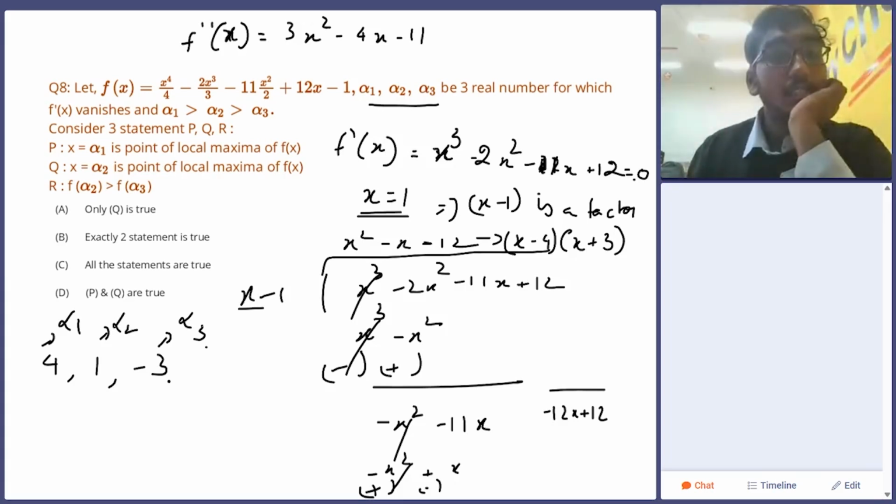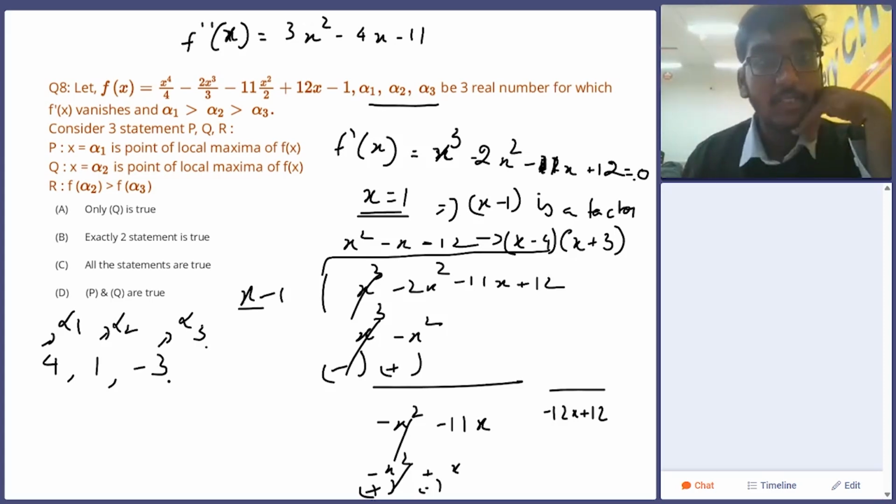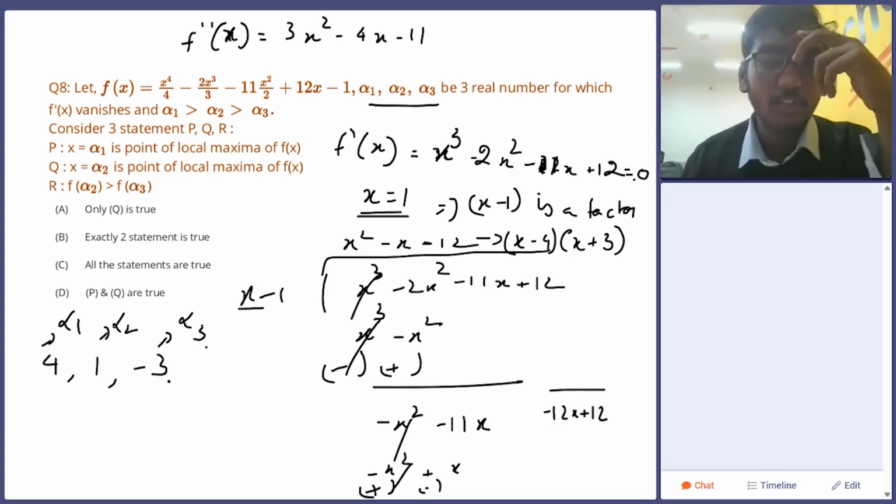So just check for alpha 1. What will be the polarity of f double dash of x? If it happens to be negative, then you can say that it is a point of maxima.